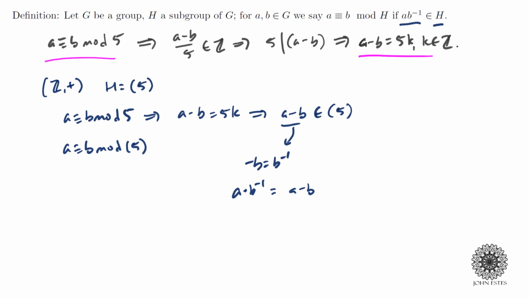Okay, so now this extends to a broader context. Anytime you have a subgroup, you can start thinking about the modulus according to that subgroup. And the way you do it is through this relationship: is ab inverse in the subgroup itself. This is a little bit more general, but it is a useful idea. It'll actually help prove Lagrange's theorem.